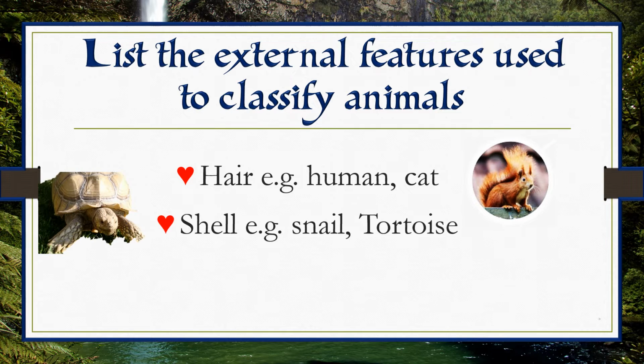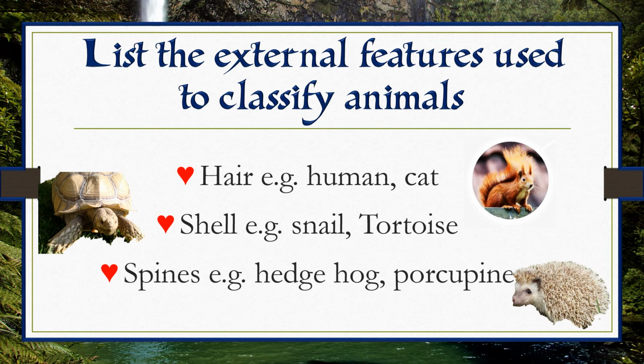We have shell found in snail, tortoise. We have spines found in hedgehog, porcupines. Those are some of the external features used to classify animals.